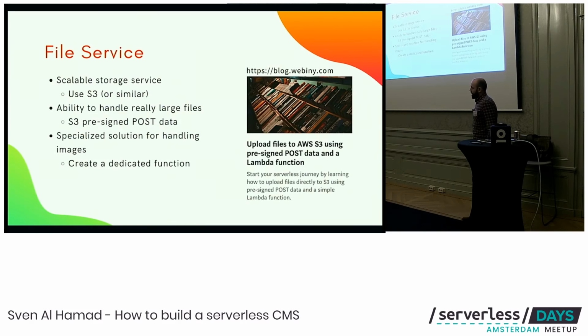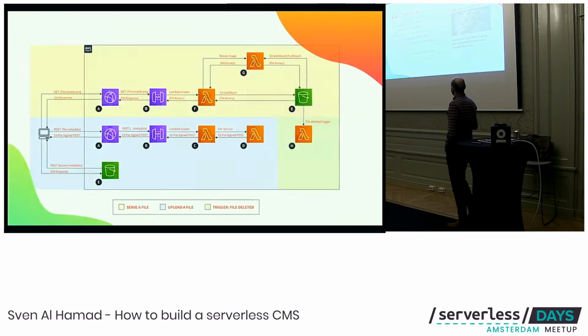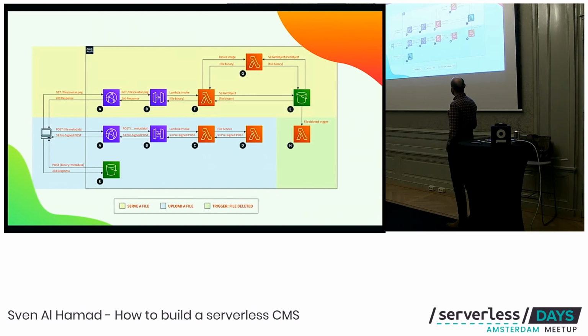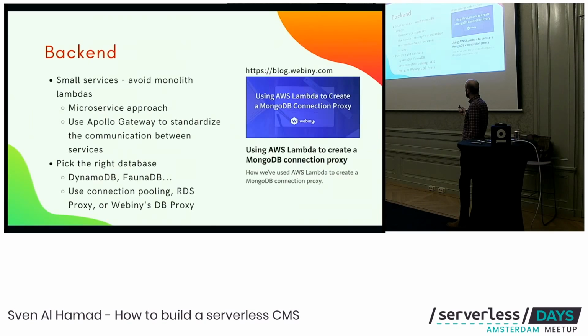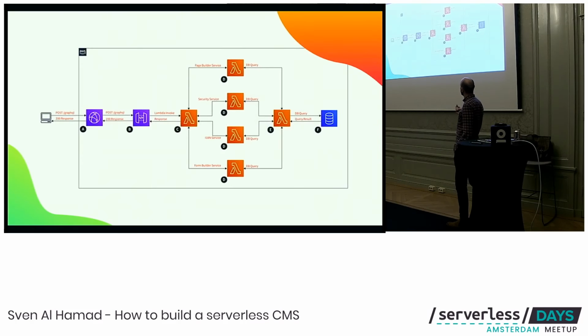Question? The difference between C and D? C and D. So this is Apollo Gateway. This is the gateway that we had on this slide here. Give me just 1 second. So this is the gateway that then routes the request to a file service.